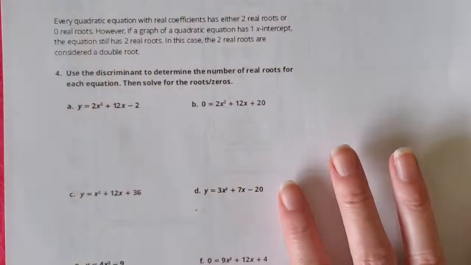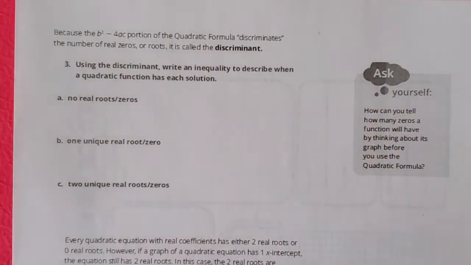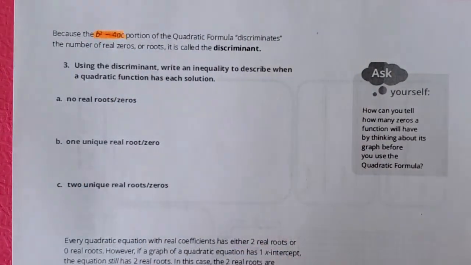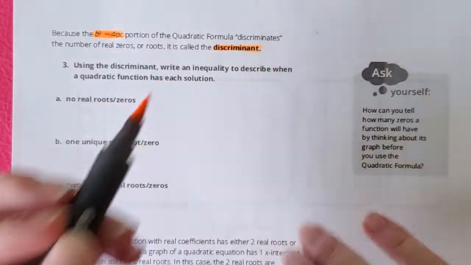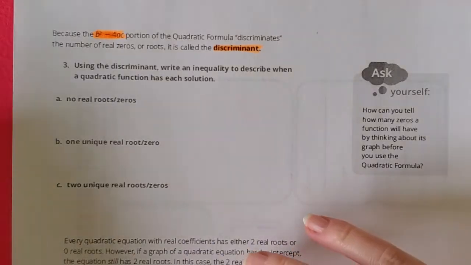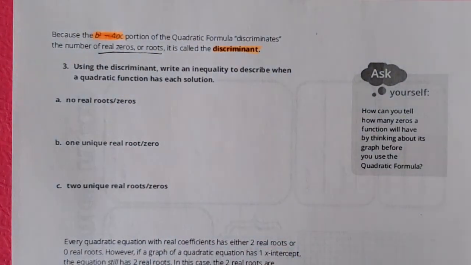So that particular part of the quadratic formula, which is the b squared minus 4ac portion, is called the discriminant. And the reason why is because it discriminates the number of zeros or roots. So that part of the equation will let us determine how many real zeros or roots there are. So you don't have to do the whole problem out to figure this out.